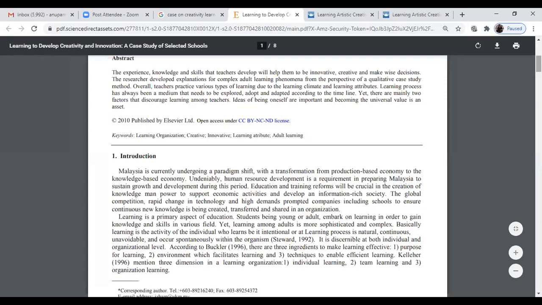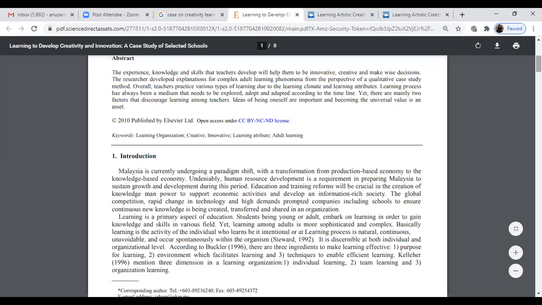So Malaysia is currently undergoing a paradigm shift with the transformation from production based to knowledge based economy, and the major backbone for how any economy can become a knowledge based economy is education and training reforms, change in the education techniques. For that they started from school education to ensure continuous new knowledge is being created, transferred, and shared, and that too within the whole organization. So three important factors are here.